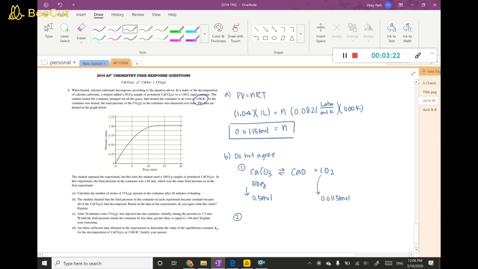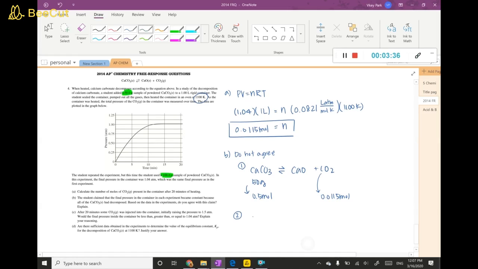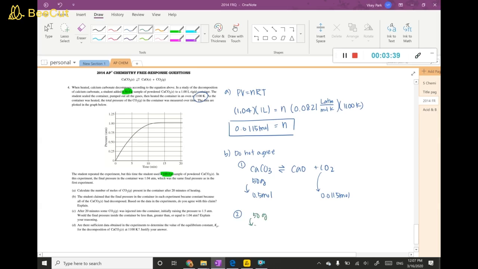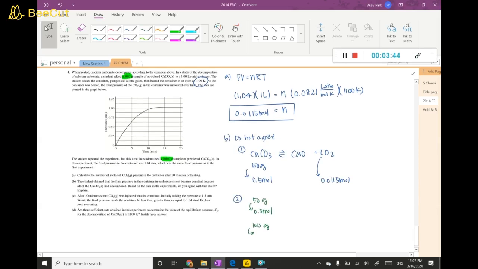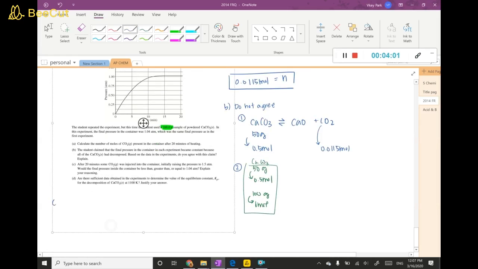A different argument would be that these are two different experiments, because in one we started out with 50 grams and in the other we started out with 100 grams. If I have 50 grams of CaCO3, that's 0.5 moles, versus 100 grams, which is closer to 1 mole. So the number of moles of CaCO3 changed. So obviously, due to PV equals nRT, if the moles change, the pressure is bound to change. Okay? All right, let's continue with C.